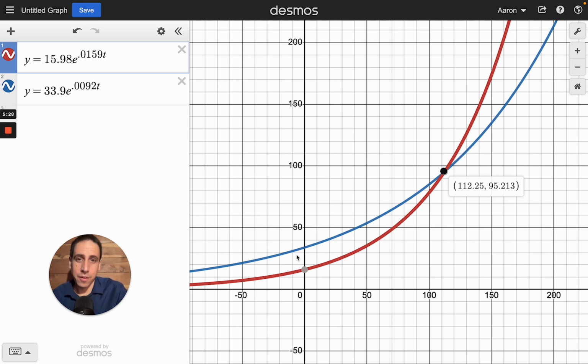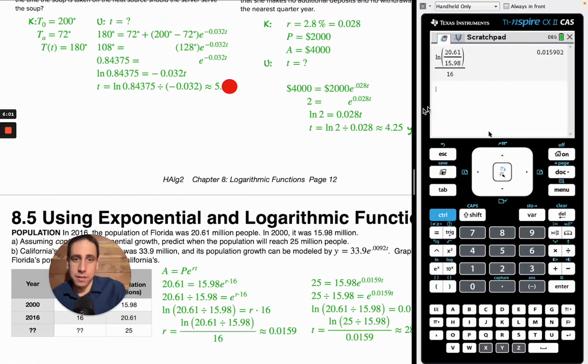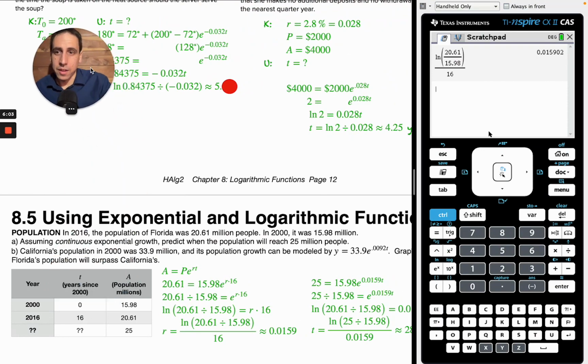So we've got this slow growth that's going to eventually be caught up by the fast growth, and at some point they're going to catch each other. And so this intersection point is at 112.25. That means in 112 years from the year 2000 is when they're going to equal each other, and eventually Florida is going to surpass. According to this growth model, Florida will have more people than California. That's what we're looking at here, and that's what the growth model predicts. So that's part B.